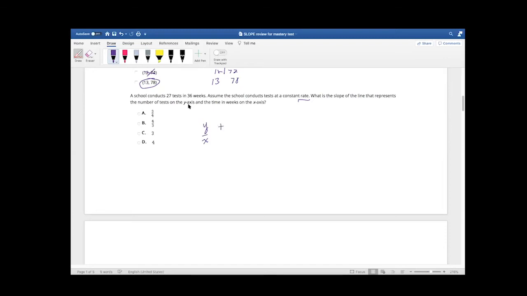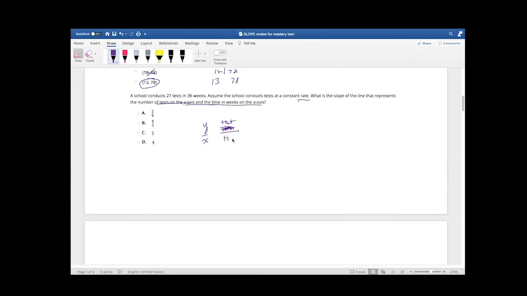test, the y-axis is the time, and the x-axis is the, oops, I'm sorry, got that reversed. Redo that one. Sorry, the y is our test. So test, there we go. And the time in weeks is on the x-axis.